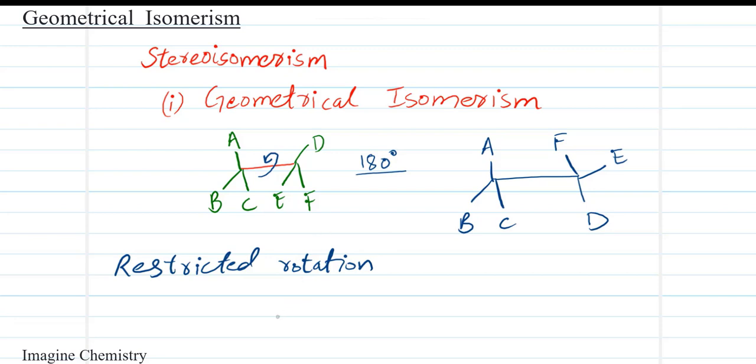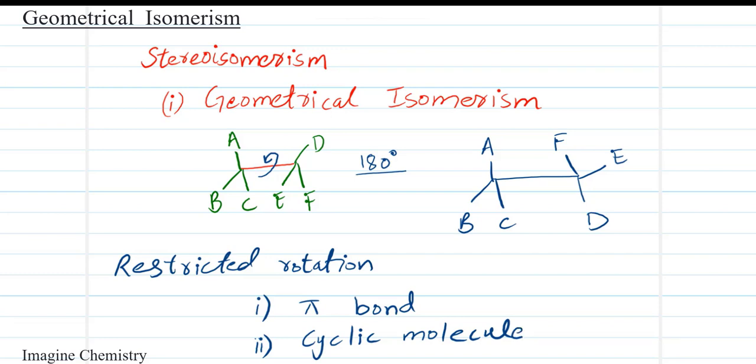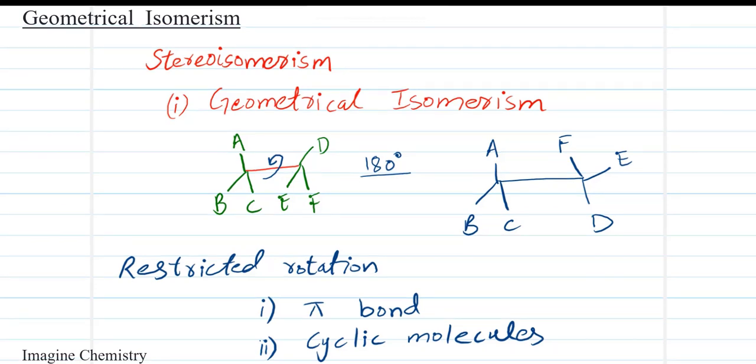So there are two main cases where there is a restricted rotation about the single bond. The first case is where there is a pi bond, there will be no rotation of bond about its own axis. And the second case is the cyclic molecules like cyclohexane, cyclopentane. In that case, a single bond cannot rotate about its own axis. First, we will discuss why around a pi bond the rotation is restricted. So we will first discuss the first case, which is pi bond.